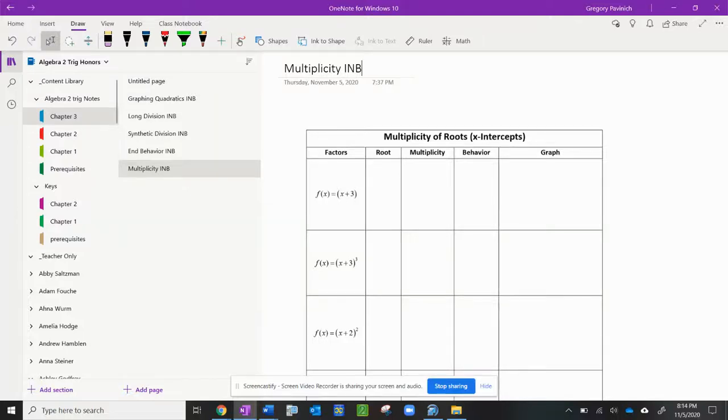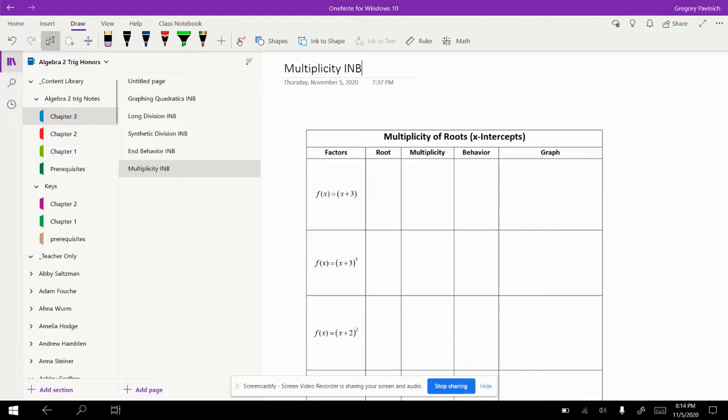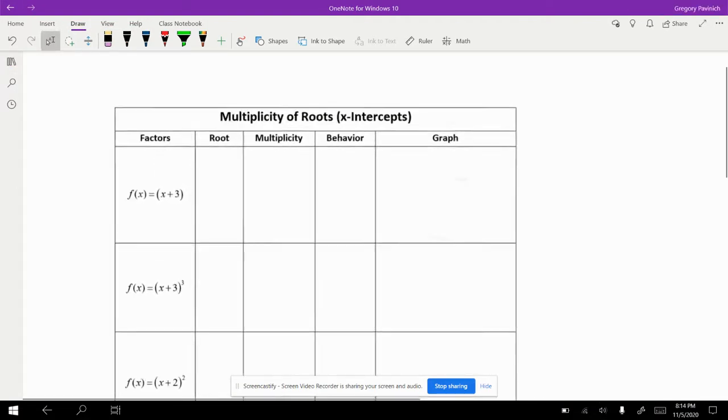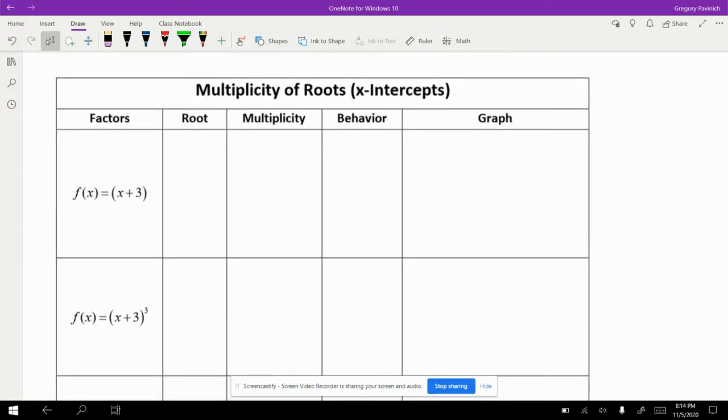Okay, our next video is going to be on multiplicity of roots. I know it's kind of two video lessons in a row, but the good part about these videos is the homework and the understanding is quite easy. Should be anyways. So, multiplicity of roots or x-intercepts. We're going to take a look at that and look at their behavior and what happens.